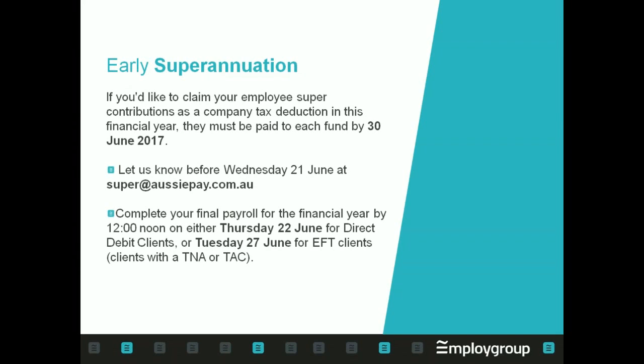super@aussiepay.com.au and you'll need to complete your last payroll for the year by midday on Thursday 22nd of June if we pay your super via direct debit, or midday on the 27th of June if you have a TNA or TAC, which we use to pay your super.